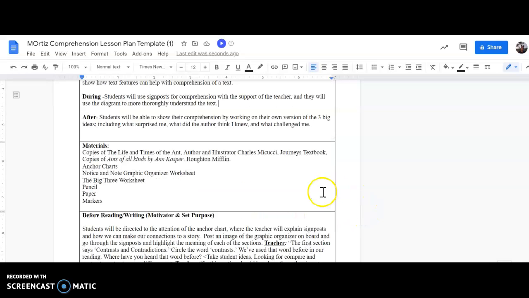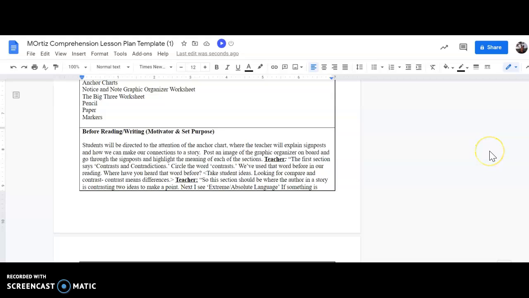Okay. So for materials, copies of The Life and Times of the Ant, author and illustrated by Charles Michucci, from the Journey textbook. Supplemental resource would be the copies of Ants of All Kinds by Ann Casper, another Houghton Mifflin resource. Then anchor charts, notice and note graphic organizer worksheet, the big three worksheet, pencil, paper, and markers.